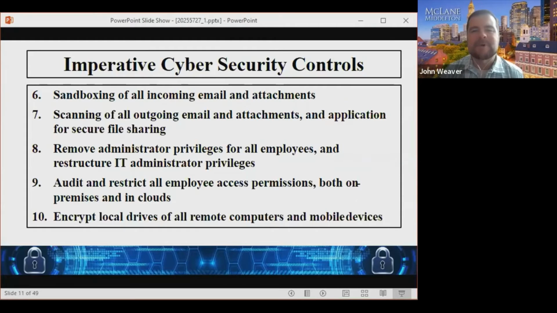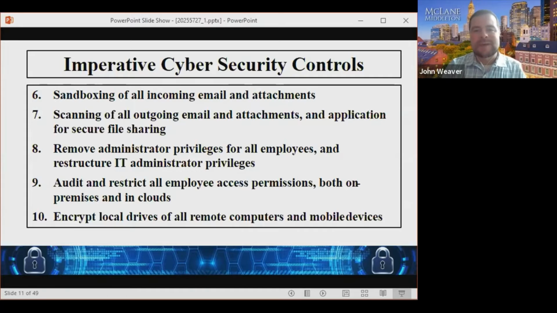So, sandboxing of all incoming email and attachments. Sandboxing is one of my favorite terms from information security parlance because it sounds so playful. But what it is is kind of just like it sounds. It creates a separate environment, a sandbox, for what could be bad actor attachments or bad actor links.